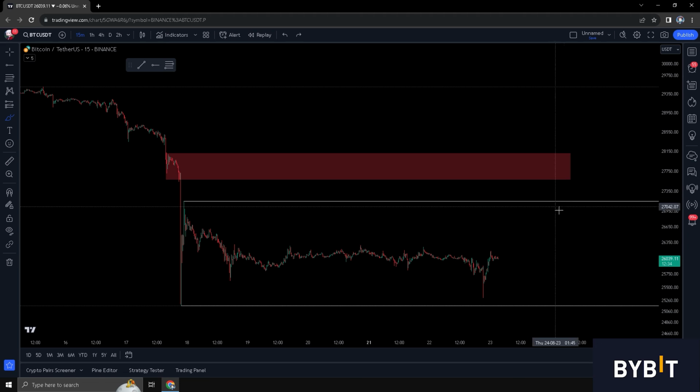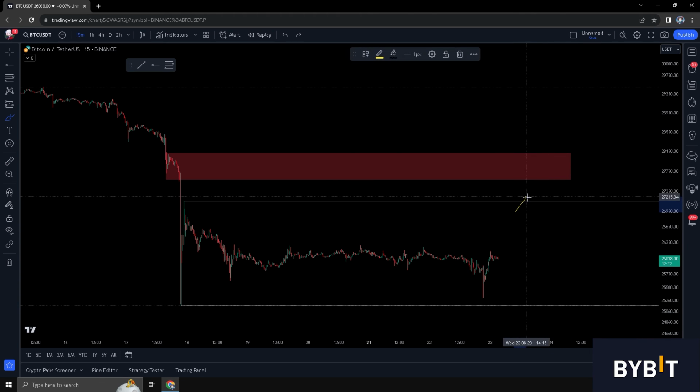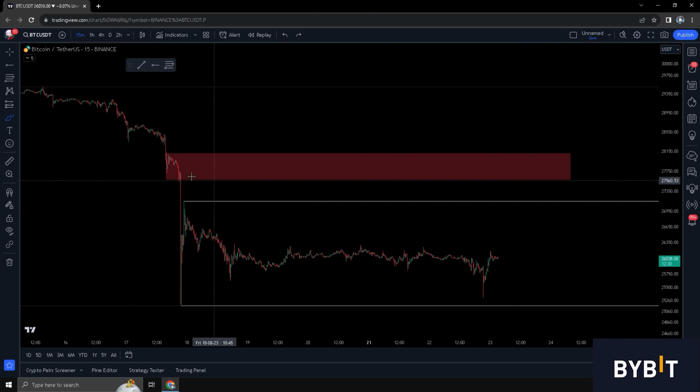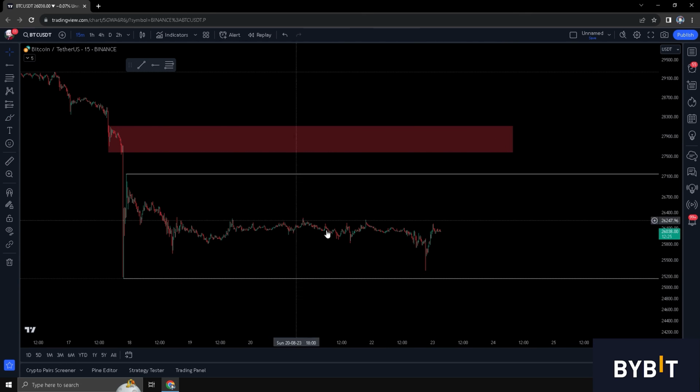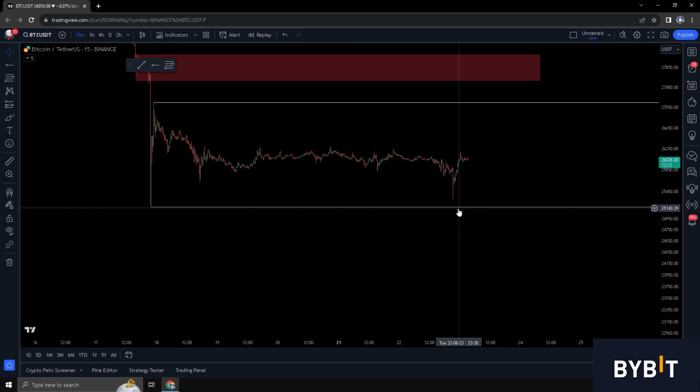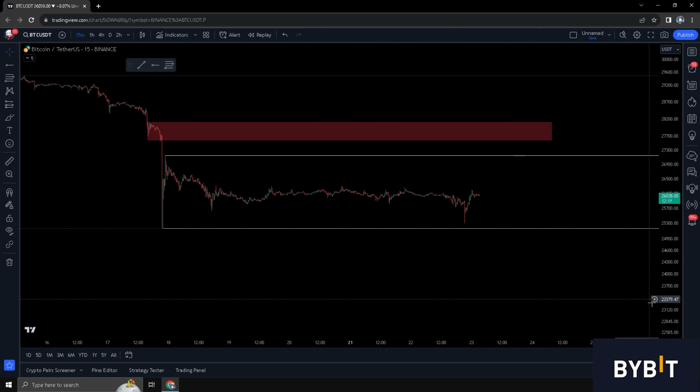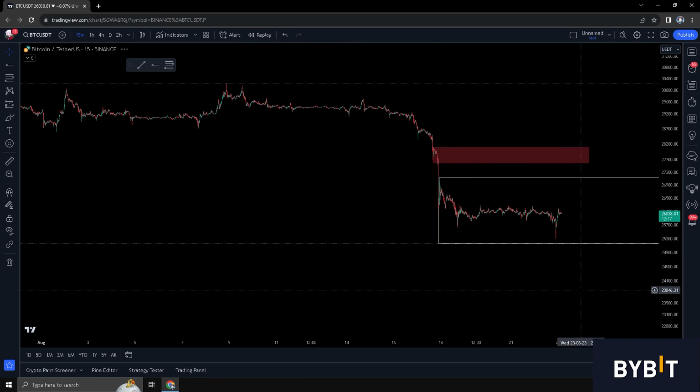But for the patient dudes who want to just short confirmations, that would be the acceptance back below this level. For the long side, I already covered how this low would sweep and reclaim, and if it is not reclaimed, that would confirm that BTC is losing the range lows and we are expecting further lows on BTC.